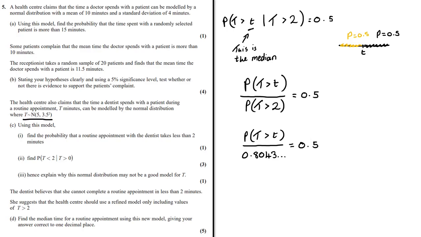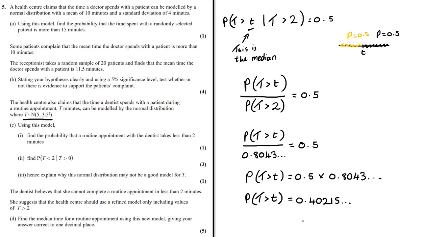Now, because I've got this denominator of 0.8043 and so on, I can get rid of it by multiplying both sides of the equation by 0.8043. So I get the probability that T is greater than little t is equal to 0.5 times 0.8043 and so on. We can simplify this right-hand side, and what I get is the probability that T is greater than little t is equal to 0.40215, and again, so on.